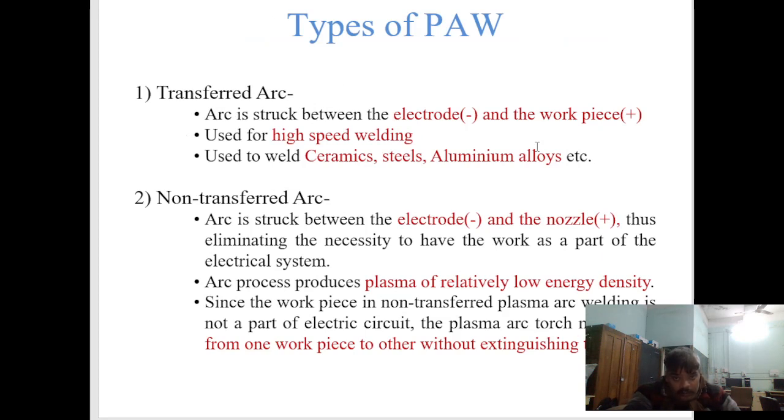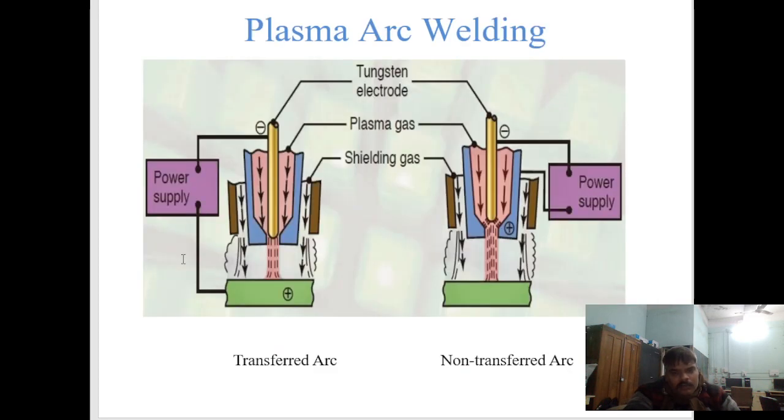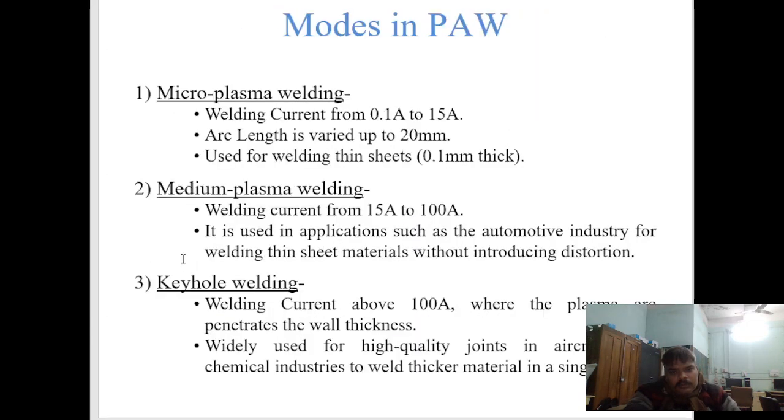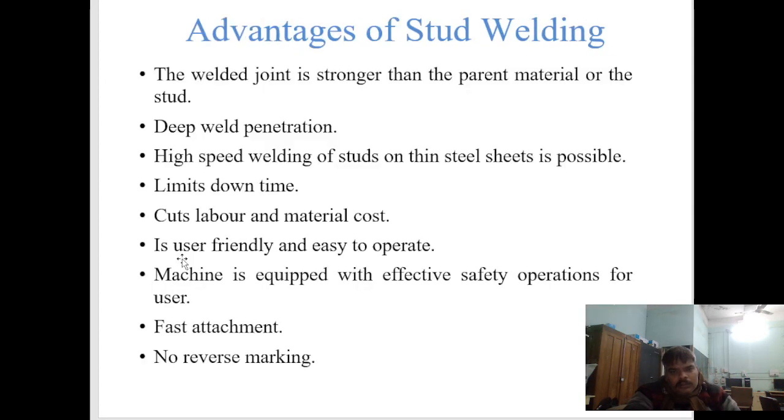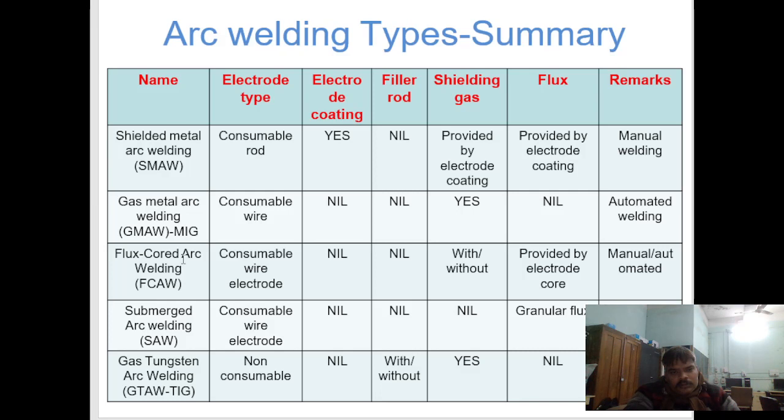Types of plasma arc welding: transferred arc and non-transferred arc. I am not going into much detail on plasma arc, transferred arc and non-transferred arc. Next, I am going to cover the resistance welding process. Here is a table on the arc welding type summary.